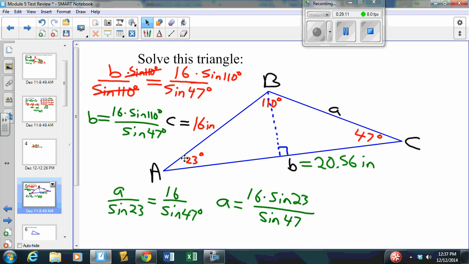You have A. This is just a time saver, law of sines is. It makes it a little bit faster and easier.